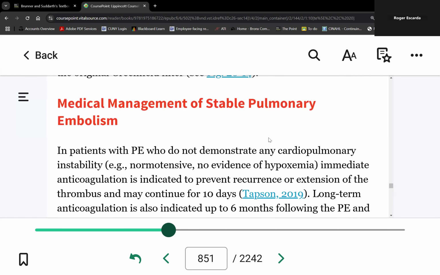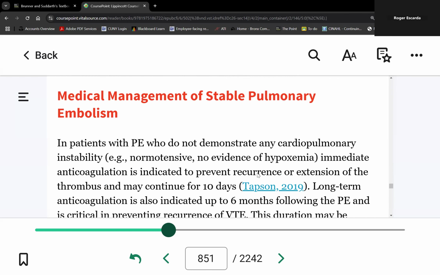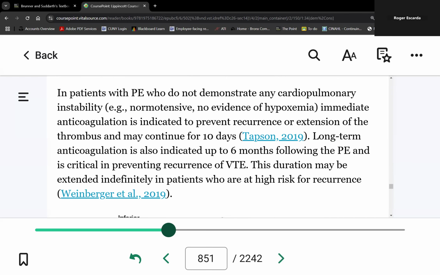Okay. Now the stable PE. So this is now the submassive PE, stable PE. Stable because the blood pressure is fine. Blood pressure is normal. Oxygen saturation though is low. Patient has desaturation. So the treatment here is simply anticoagulation. What drug? The doctor will decide based on the patient's symptoms.